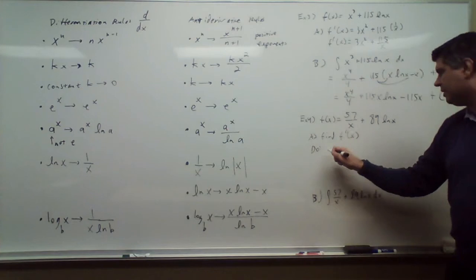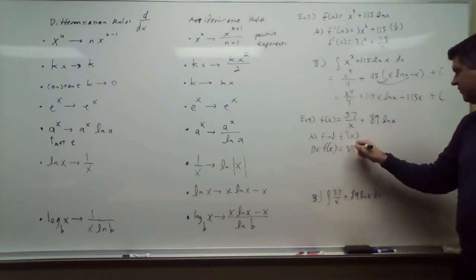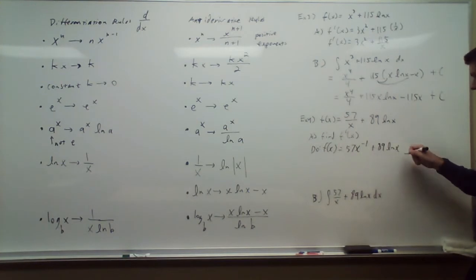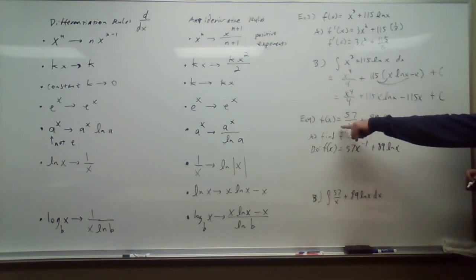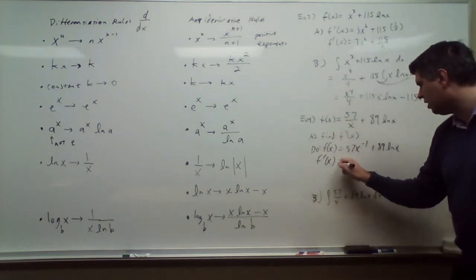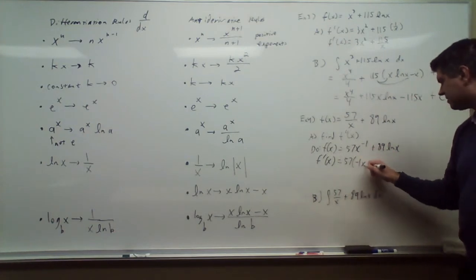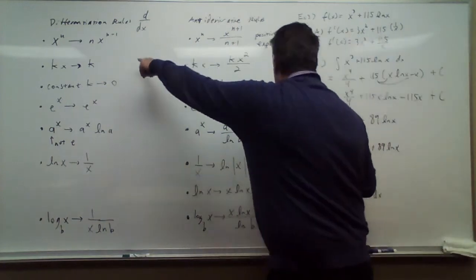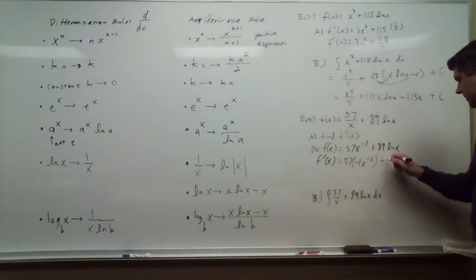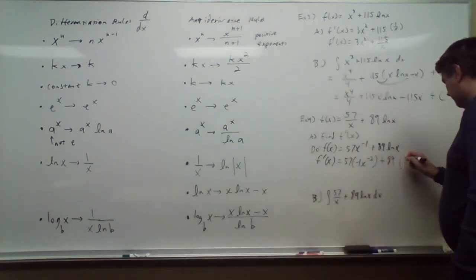I want the derivative. Now what we do for derivatives on this is I'm going to rewrite f of x as 57x to the negative first plus 89 natural log of x. That's a rewriting of f of x. Okay? f prime of x would be 57 times negative 1x. We go down a power for the derivative. So negative 2 will be the new power. Plus 89, and the derivative of the natural log is 1 over x.